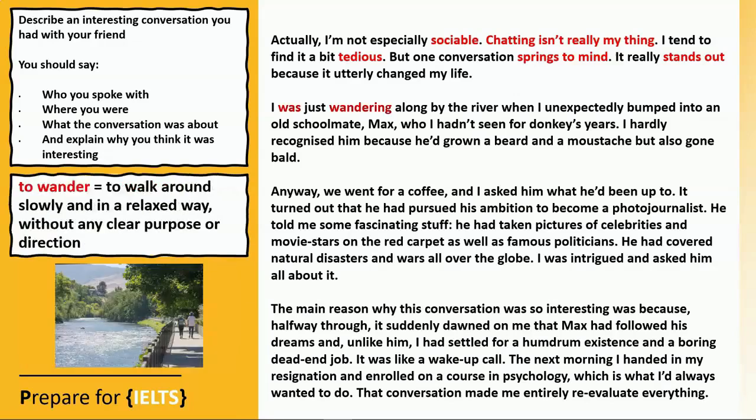If something stands out, then it's much easier to see or think about or notice than other things. And to wander, again, we talked earlier about using the verb to talk and using more particular, more specific options like to chat or to gossip. Well, the same applies to the verb to walk. You can say walk, but you can say to wander, and this means to walk around slowly in a relaxed way without any clear purpose or direction. You might wander round the park on a sunny day.